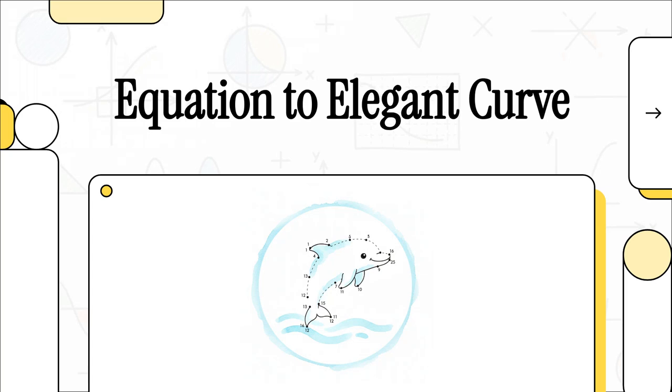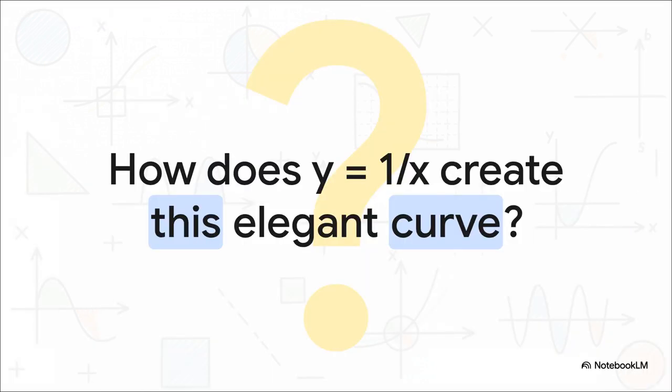Have you ever looked at a mathematical equation, something as simple as y equals 1 over x, and wondered how it turns into a beautiful, elegant curve? Well, today, we're going to go on that exact journey. We're going to connect the dots, literally, and build this graph from the ground up to see the hidden beauty in the math. So this right here, this is our destination.